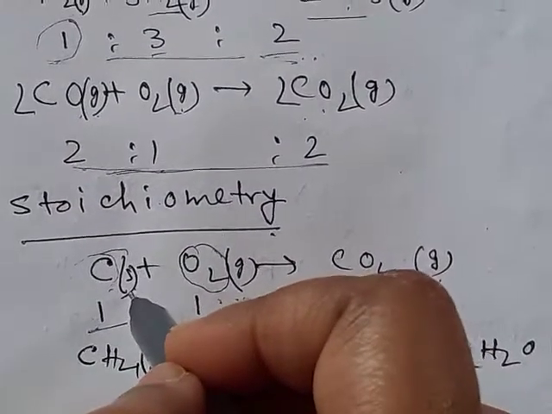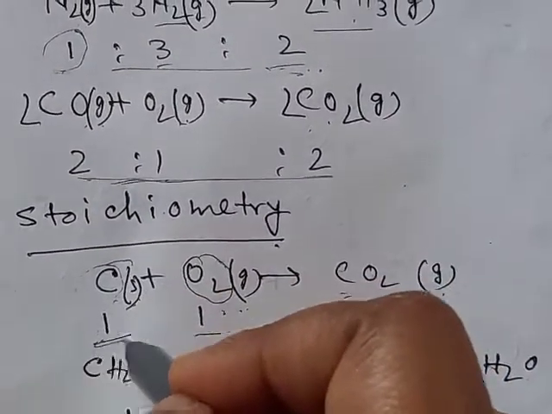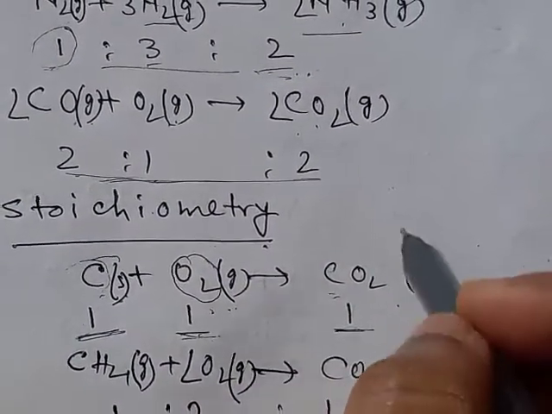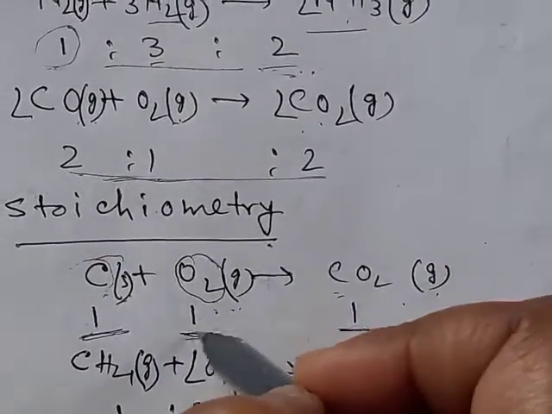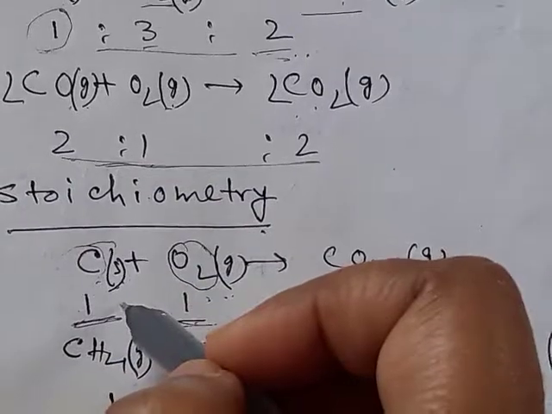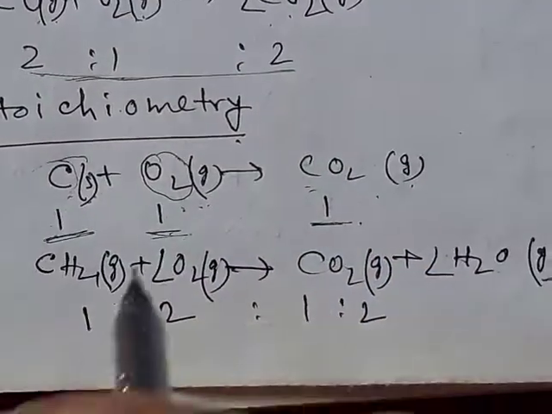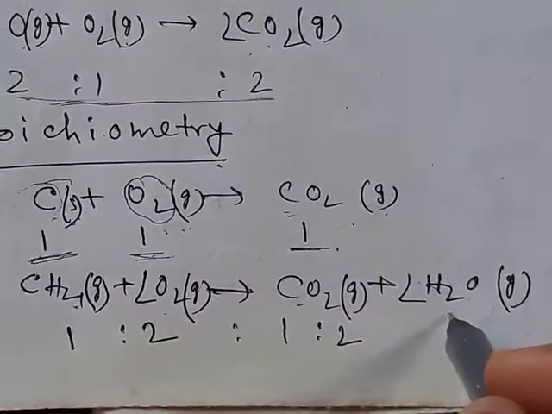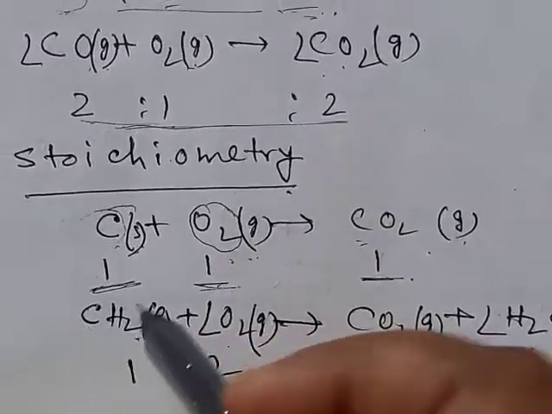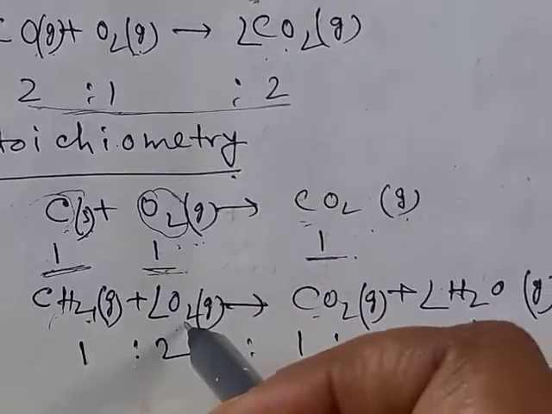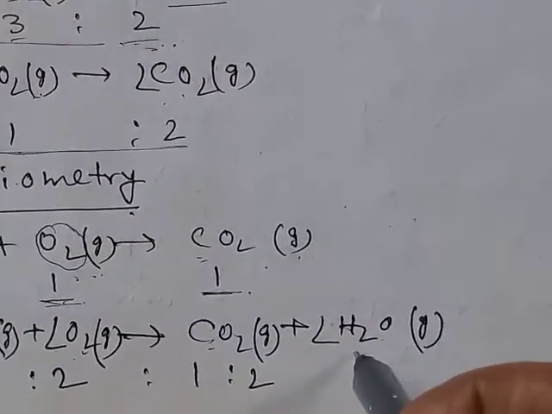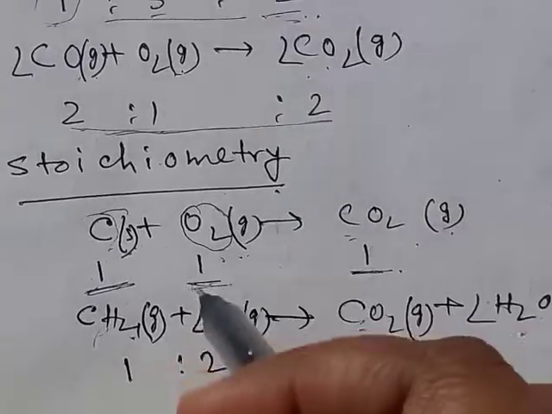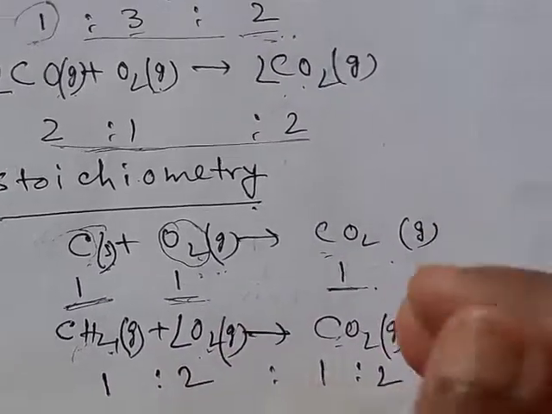Here carbon is solid, so its quantity is given by mass. Oxygen is a gas, its quantity is given by volume, and this is the carbon dioxide gas. So for gases the quantity is given by volume, and for solids or liquids the quantity is given by mass. Similarly, when methane is burned in oxygen, carbon dioxide and water are formed. Here the stoichiometry of methane is 1, that of oxygen 2, that of carbon dioxide 1, and that of water is 2. This is the stoichiometry, that is the quantity of reactants and products in a chemical reaction.